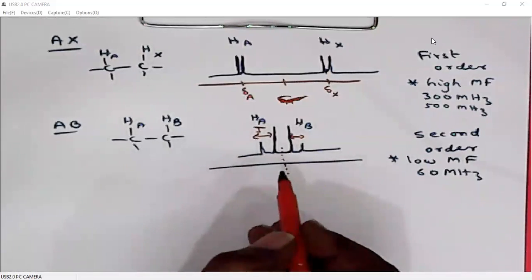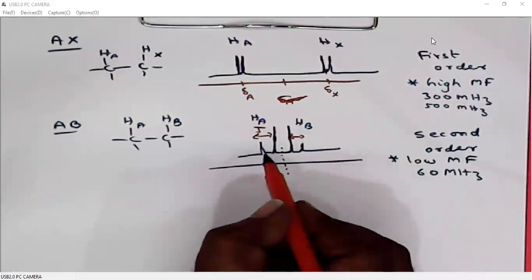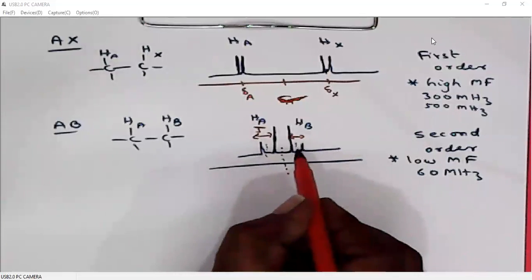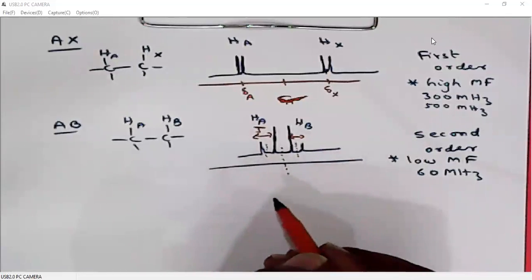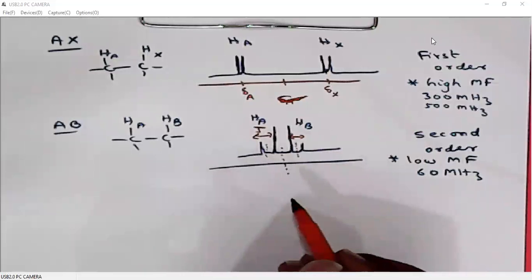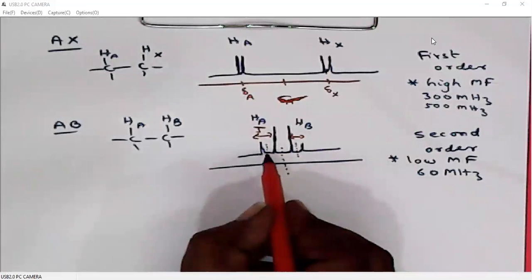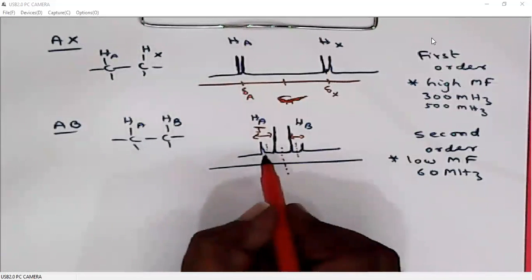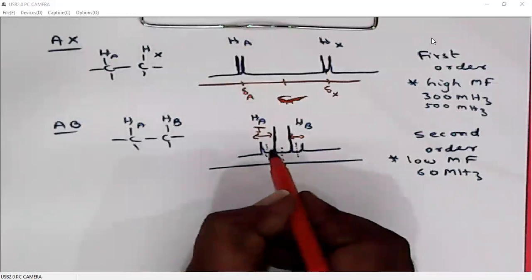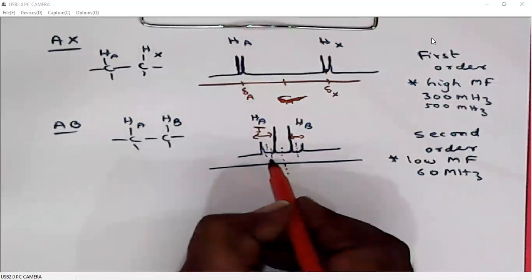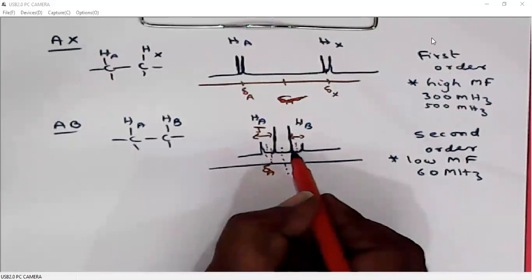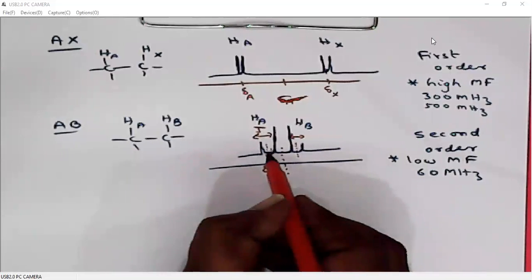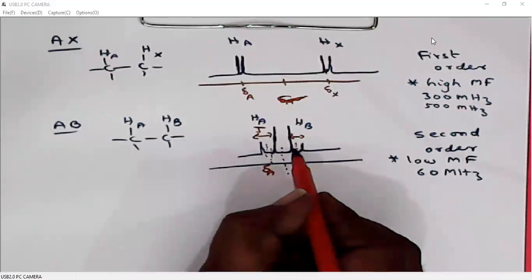Generally, in complex systems, the delta is not exactly at the middle. Say, for example, if this is an individual doublet and this is also an individual doublet. If we think in this way, then we would take the delta value exactly at the middle of the two peaks, right? But in the second order spectra, the delta value is almost closer to the inner peak. So it is not exactly at the middle, it is closer to the inner peak.